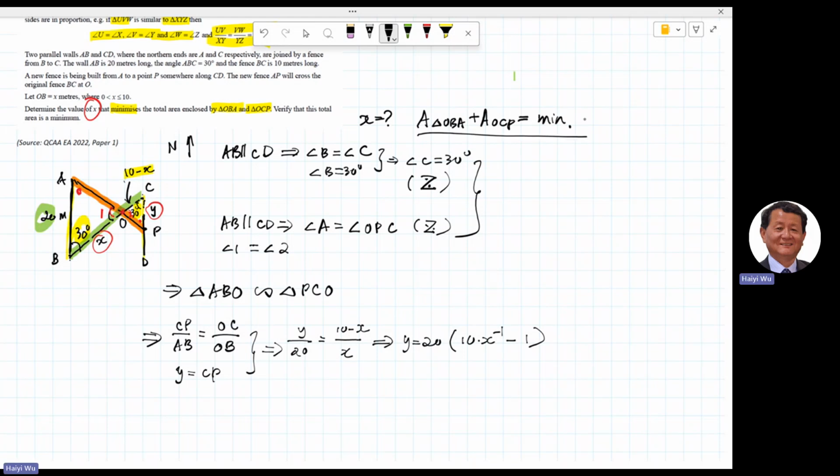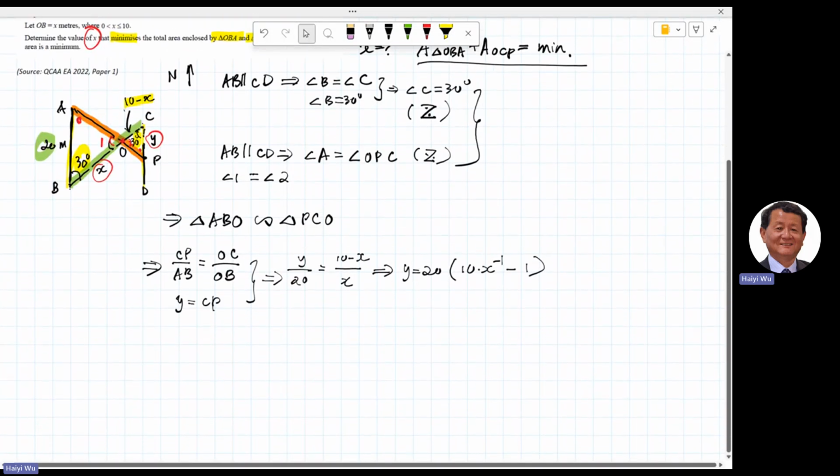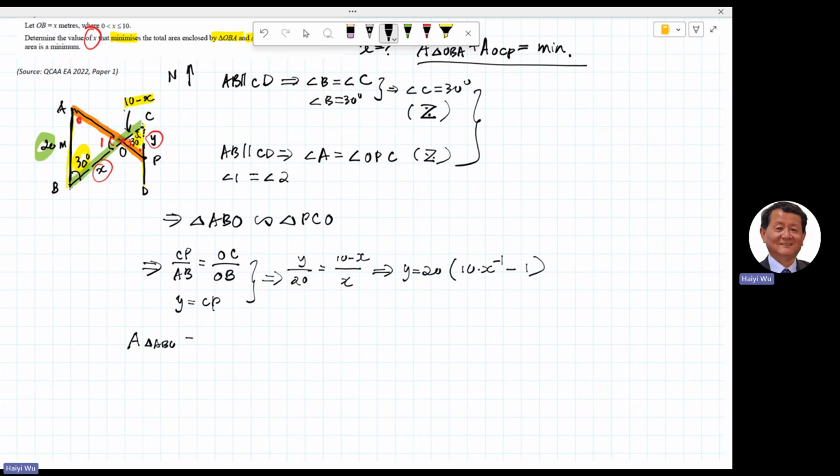So that's the question. All right, so let's find out the triangles. Let's do one at a time. Triangle first, triangle ABO. We know the area of triangle ABO is half times AB times BO times the sine of the angle between the two sides, which is 30 degrees. So that's the sine rule.